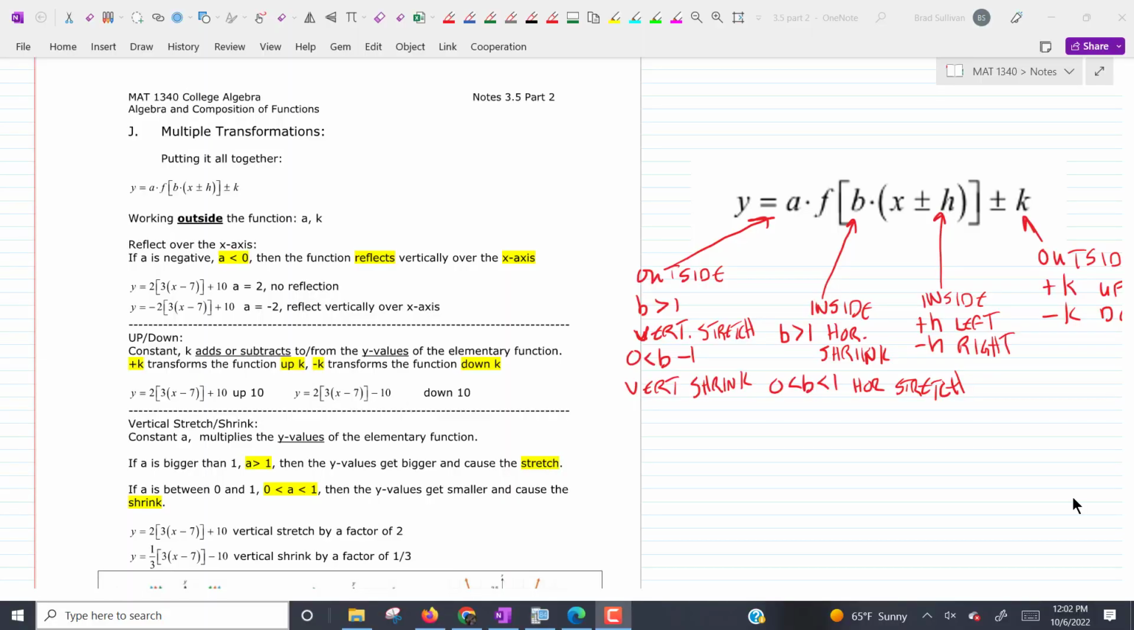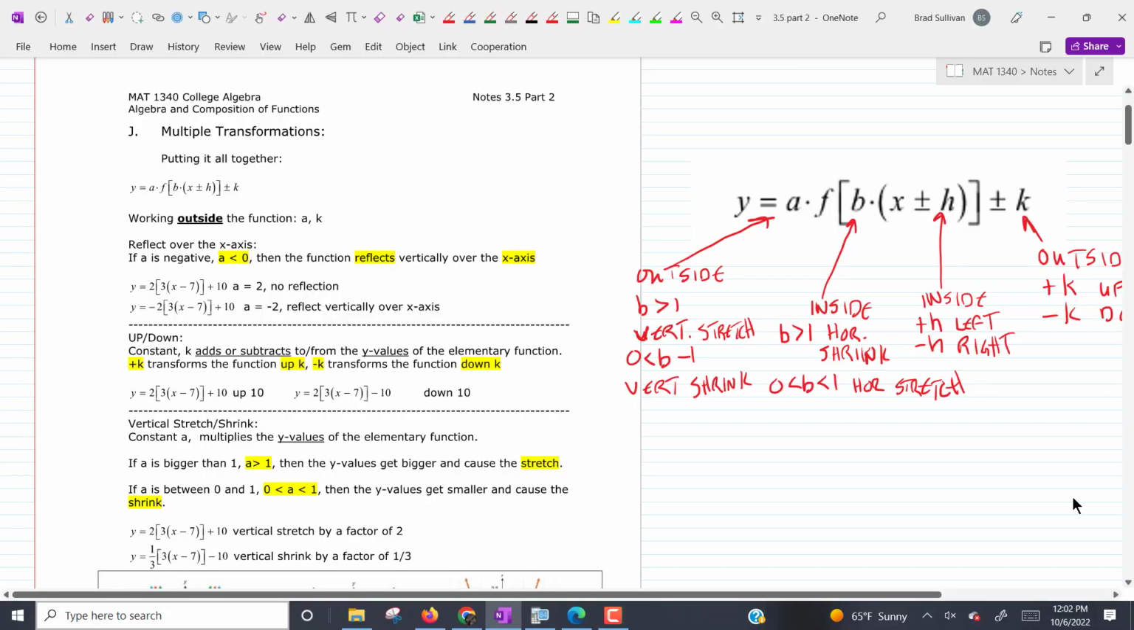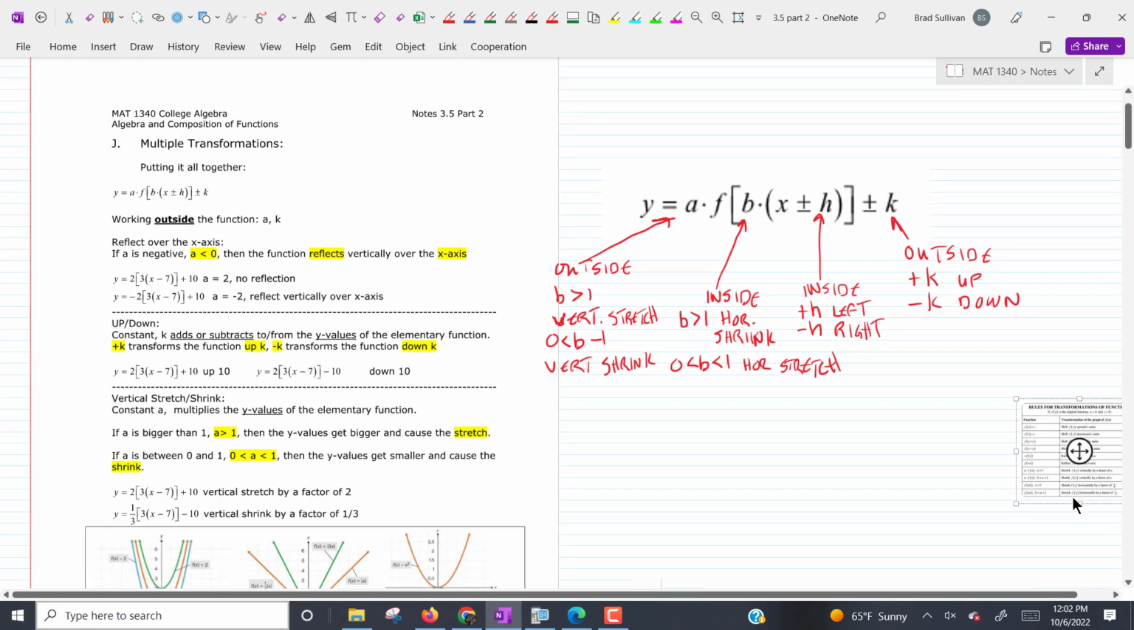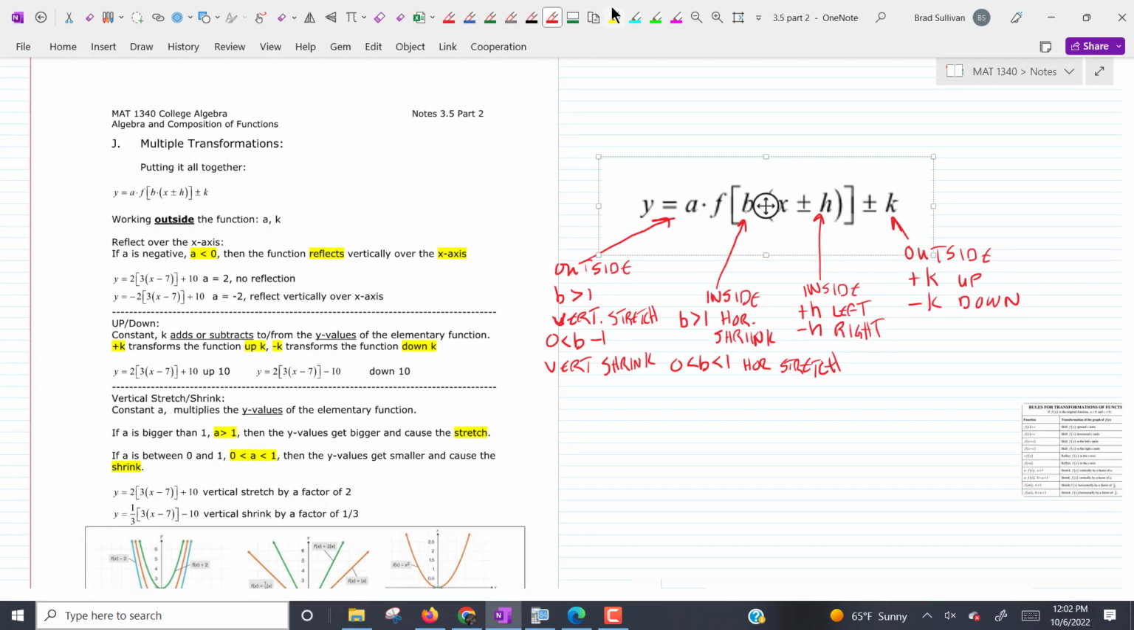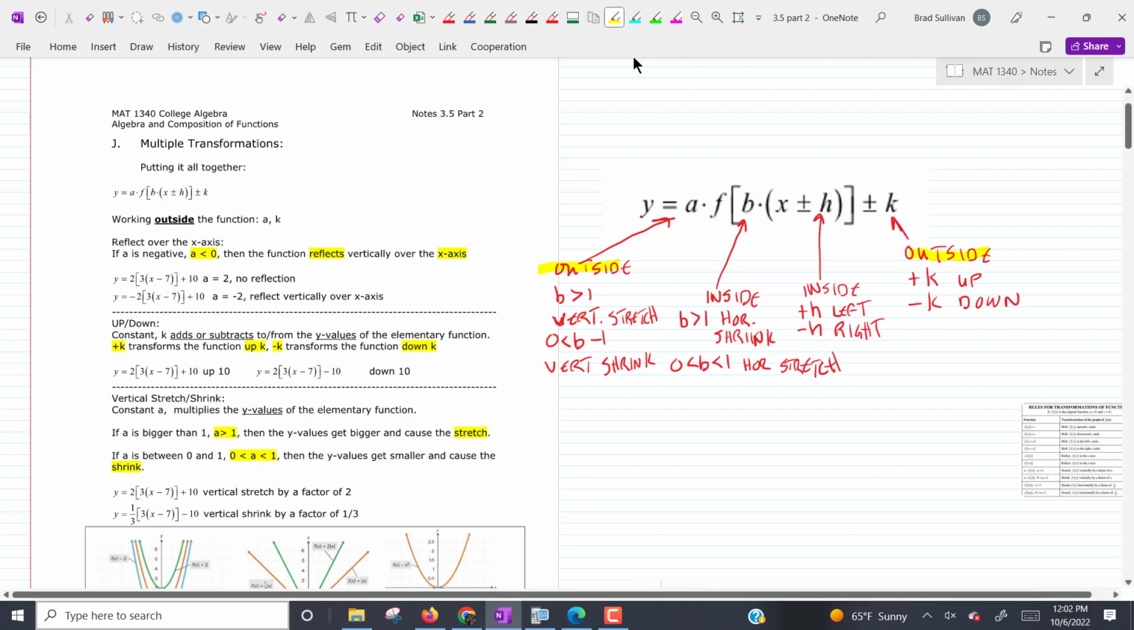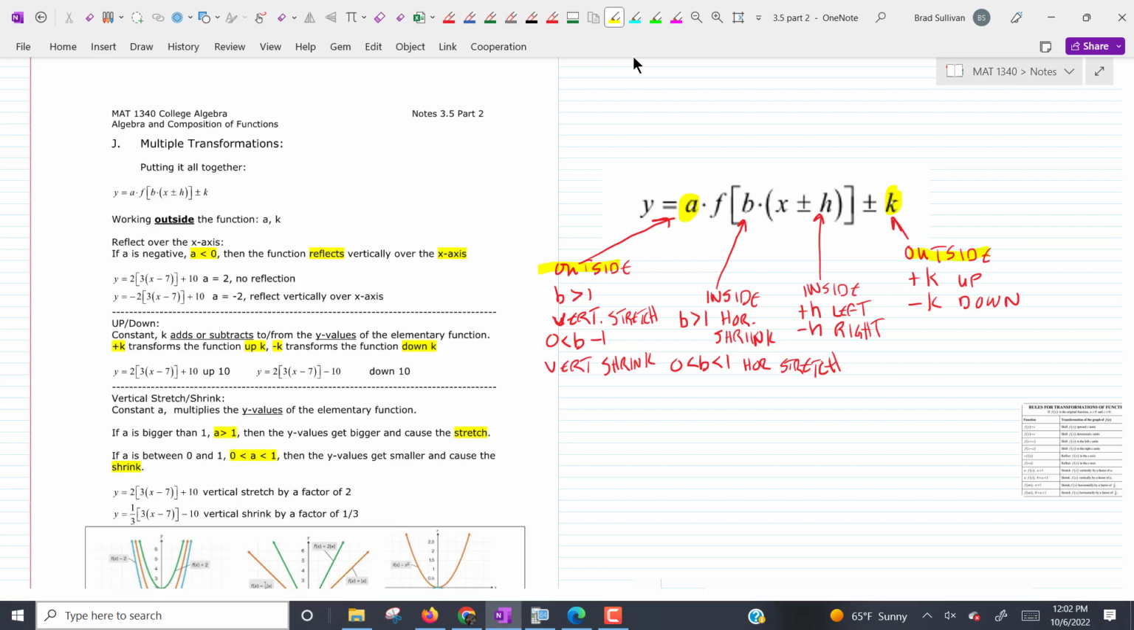Okay, so now what I wanted to talk about is a summary like I have on the board. Basically, it all depends on where everything is. Anytime you're outside of the function, that means the y values are getting changed. This number right here, that k number, is up or down. This a number right here is going to stretch or shrink, and that right there should be an A. Let me correct that.